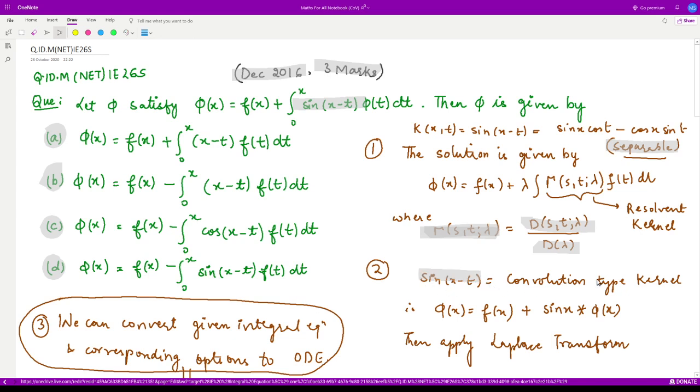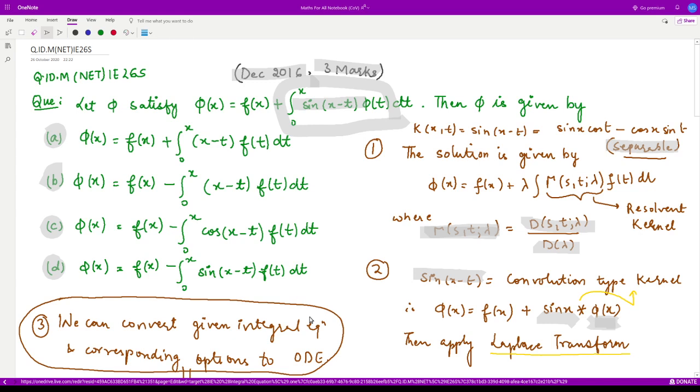Another method is that the kernel is sine of (x minus t), so it is also of the convolution type. That means our given integral equation could be written like this: phi of x is equal to f of x plus this term, the integration from 0 to x of sine (x minus t) phi t dt. This term could be written as sine of x convolved with phi of x. This is the convolution operator, right? After that we can apply Laplace transform, then inverse Laplace transform, and then we can reach the result. But there is an easier way to solve this question.